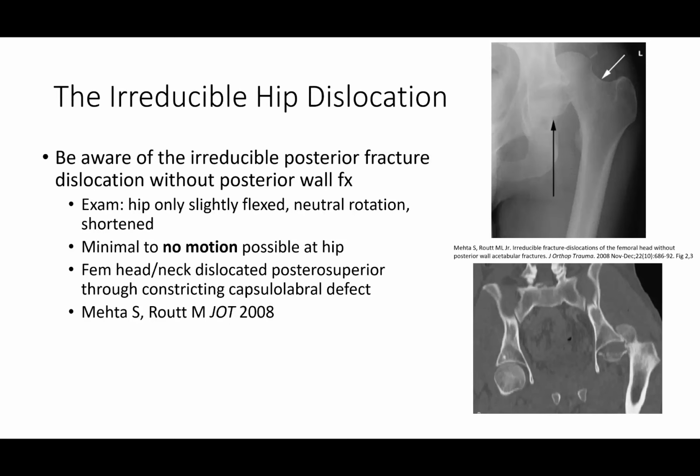So beware of the irreducible posterior fracture dislocation without a posterior wall fracture. Again, if there's minimal to no motion possible at the hip, then it's possible that you may have this sort of constricting capsulolabral defect. And here you can see there's a femoral head fracture, and this would be at some risk for a femoral neck fracture if you repeatedly tried to closed reduce it without success.